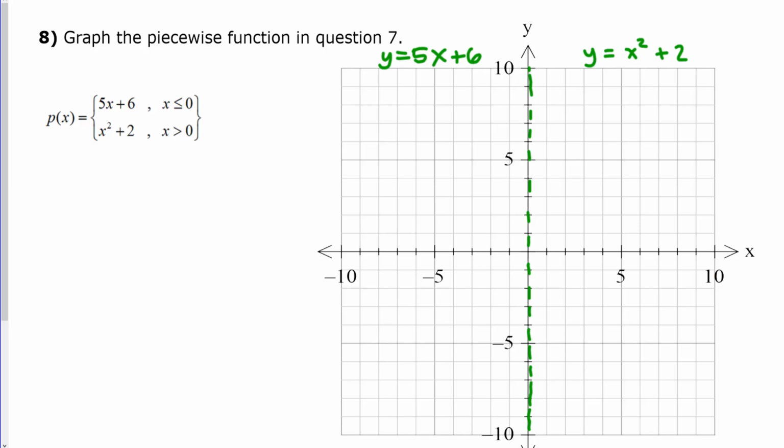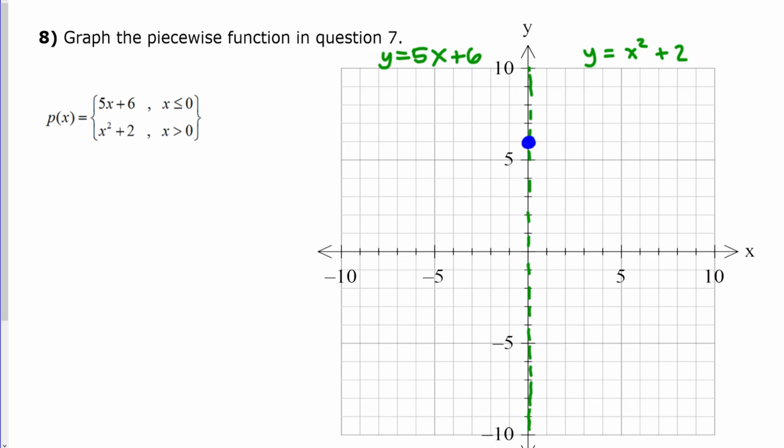5x plus 6 is a line. It has a y-intercept of positive 6, and I'm going to graph that as a solid circle. The reason being, it's defined where x is less than or equal to 0, so this is included here. Now, the slope of this line is 5, which means normally I would go up 5 and over 1, my rise over my run, but that would take me into the next function's bounds.